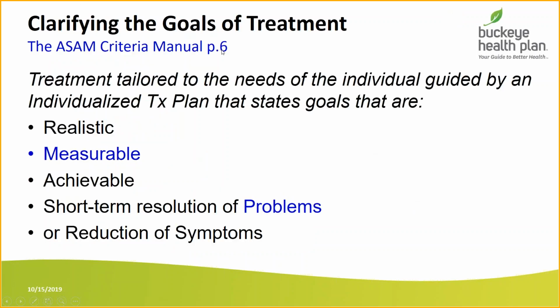So, clarifying the goals of treatment on page 6 of the ASAM criteria manual: treatment tailored to the needs of the individual, guided by an individualized treatment plan that states goals that are realistic, measurable, achievable, short-term resolution of problems, or reduction of symptoms.